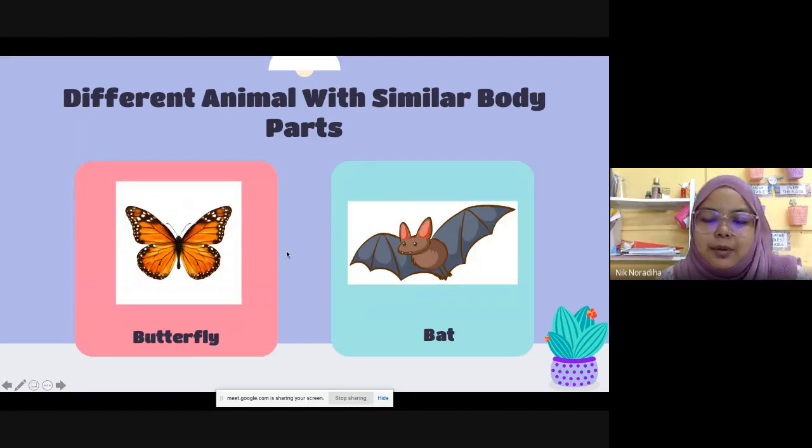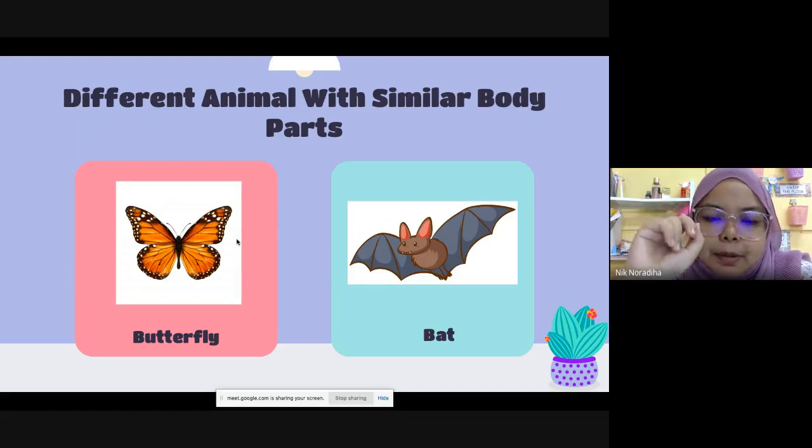Now, yesterday teacher asked some of your friends question. Okay, can you give teacher example of animal that have wings aside from bird? Okay, so we have butterfly and also a bat. Bat. Okay, so some of bat, they usually live in a cave. Right. So when the night come, they will come up from the cave. Okay, so these two animals, butterfly and also a bat, both of them is completely different animal, it's not the same animal, but they have one similar body part.